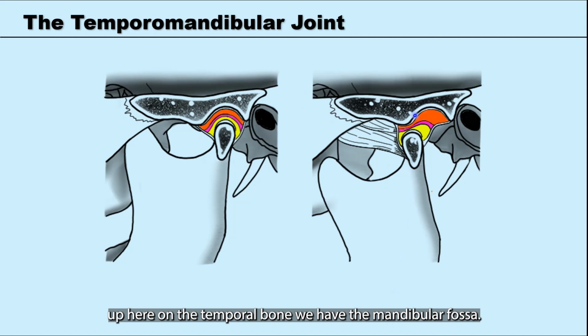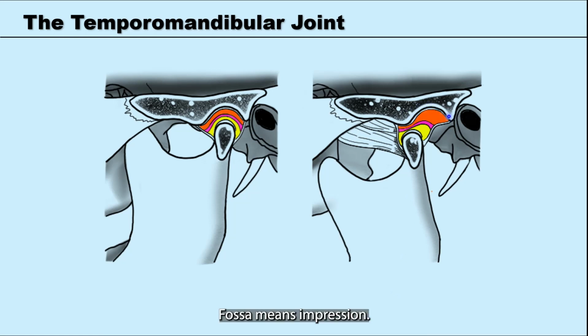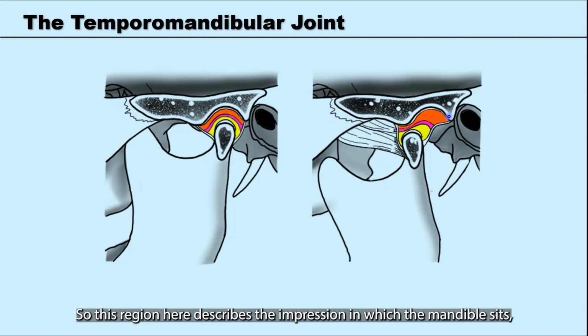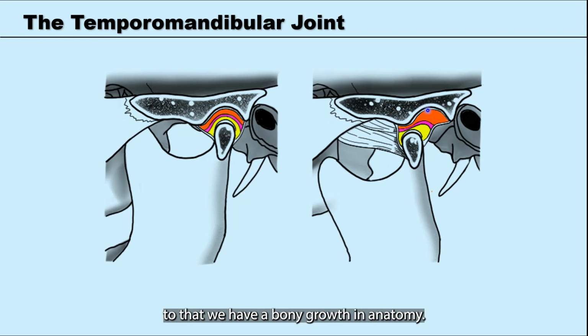Up here, on the temporal bone, we have the mandibular fossa. Fossa means impression, so this region here describes the impression in which the mandible sits, or more specifically, the area in which the condylar head sits. Anterior to that, we have a bony growth. In anatomy, we like to call bony growths tubercles. So this bony growth is known as the articular tubercle because it is involved with the articular disc.